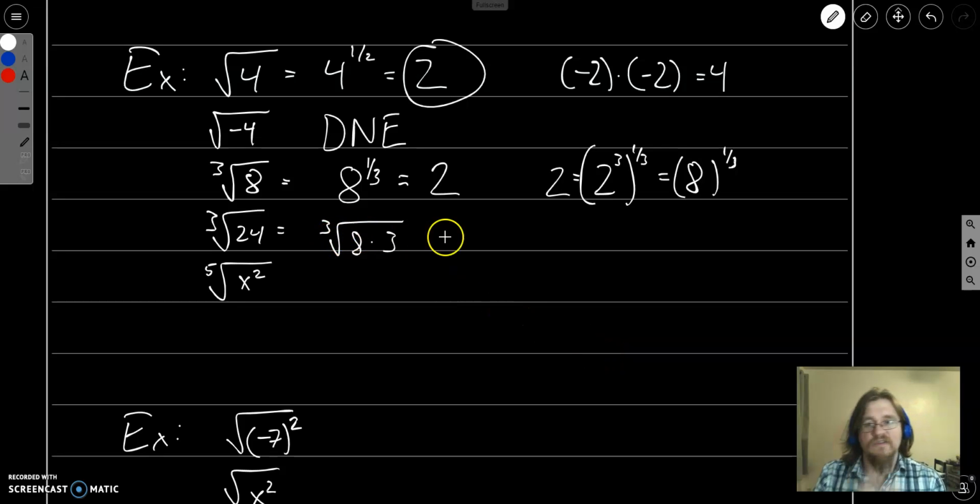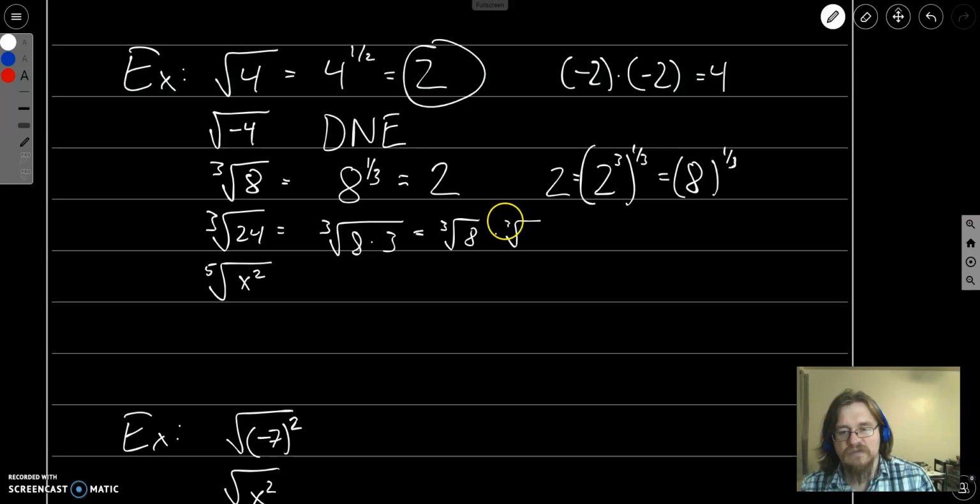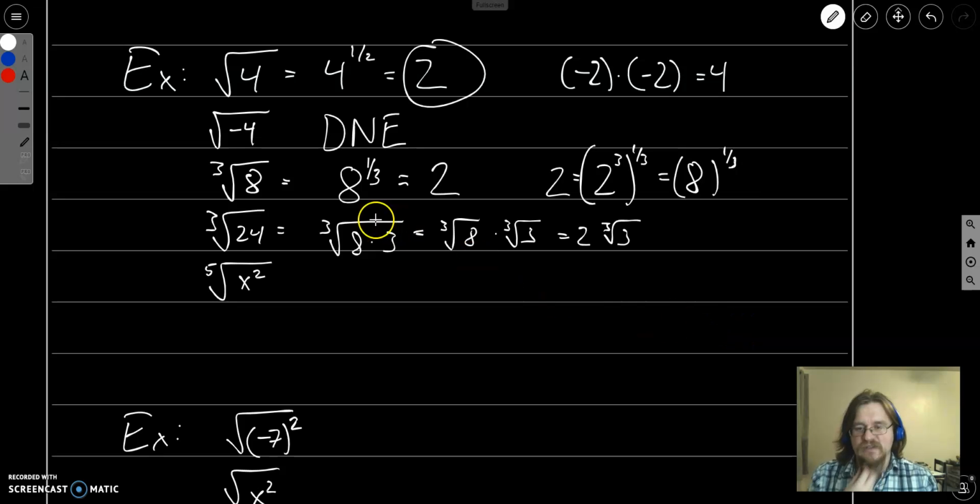And I'm going to use a trick here, which is we can do the following. I can take the cube root of 8 times the cube root of 3. And we already saw what the cube root of 8 is. This is 2, so this is going to be 2 times the cube root of 3. Now the question is, why can I split this up? Well, for the same reason that we can distribute powers.